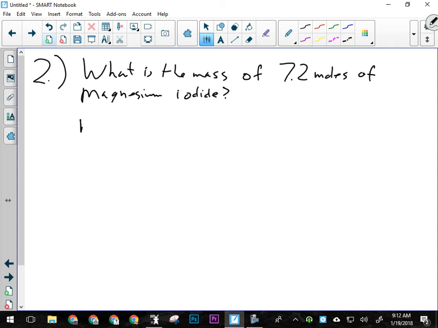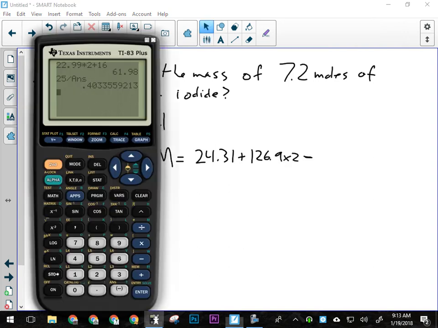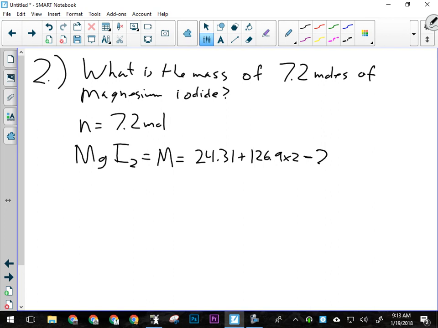In this question they gave me n, 7.2 moles, and they gave me the name of the compound. It's magnesium iodide. This is a +2, that's a -1, so we're looking at MgI2. So we've got 24.31 and 126.9. Calculate our molar mass: 278.11 grams per mole.